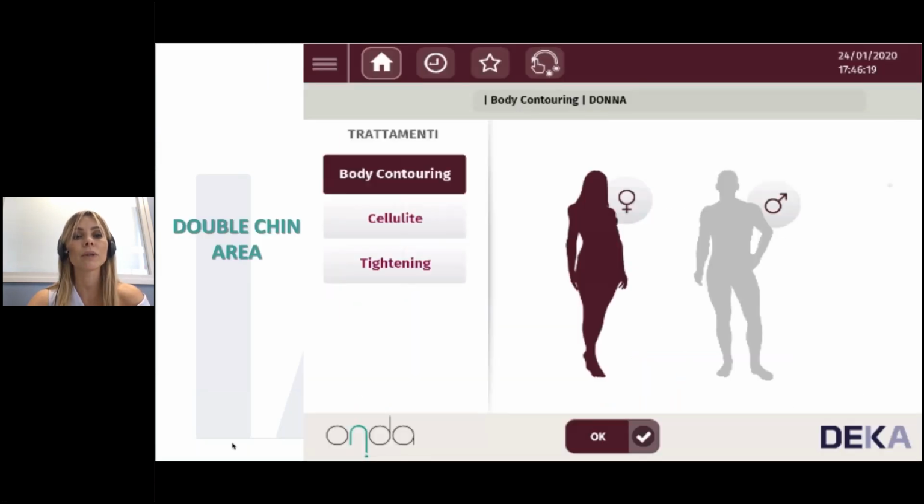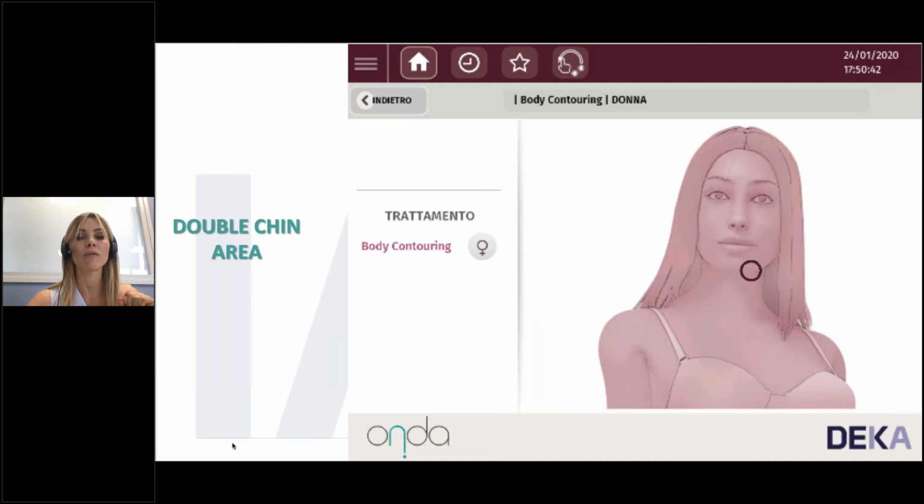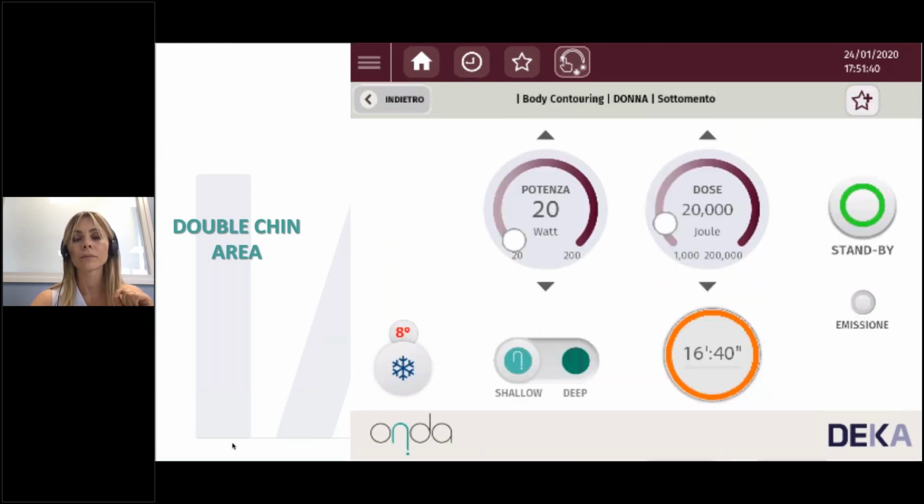Thanks to the upload of the software, we have in the body contouring area, we have even the treatment of the submental area. The machine will give us these parameters. These are safe parameters, we can increase them, but at the beginning, it's better to start from these parameters. And then when you are more confident, we can increase them.